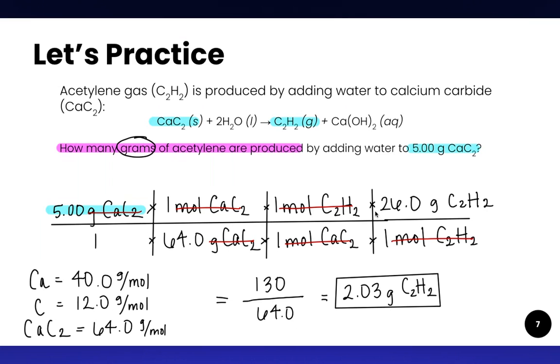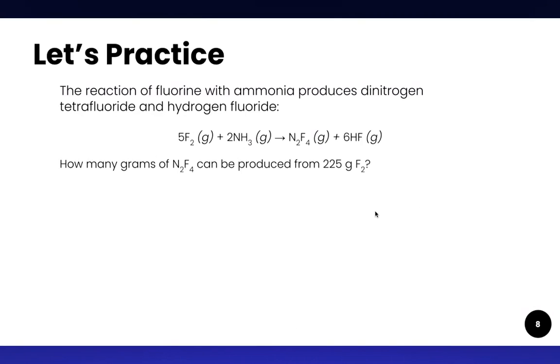Okay, let's do one more practice together. The reaction of fluorine with ammonia produces dinitrogen tetrafluoride and hydrogen fluoride. How many grams of dinitrogen tetrafluoride can be produced from 225 grams of fluorine?